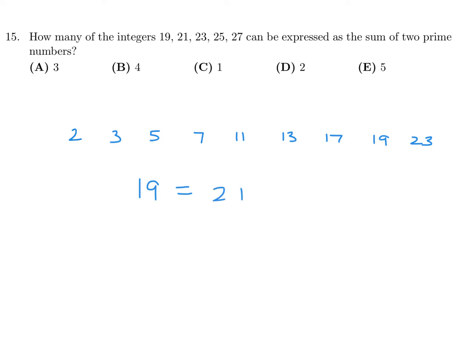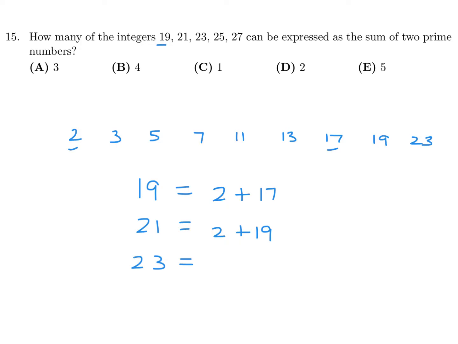19, it's pretty easy. 2 plus 17, right? 2 and 17. Okay, that's good. 21, 2 plus 19, I think. That's pretty easy. 23, 2 plus 21, but 21 is not a prime. 19 plus 4, 4 is not a prime.